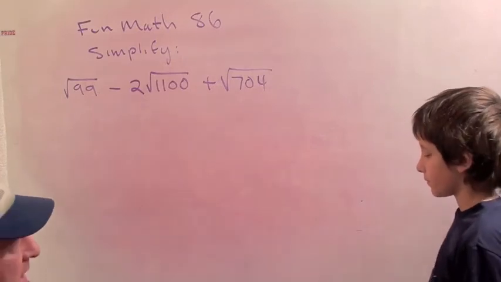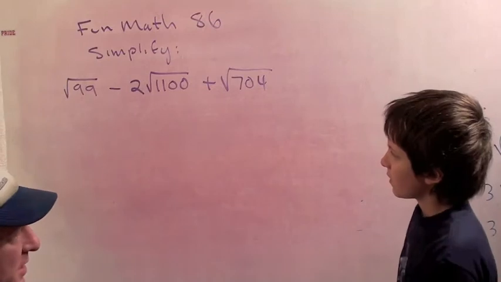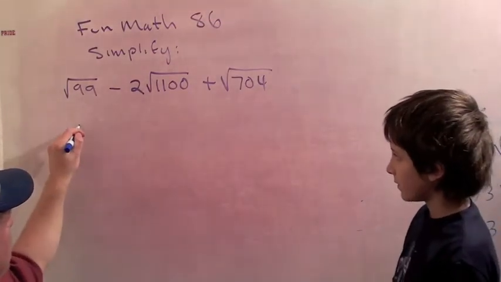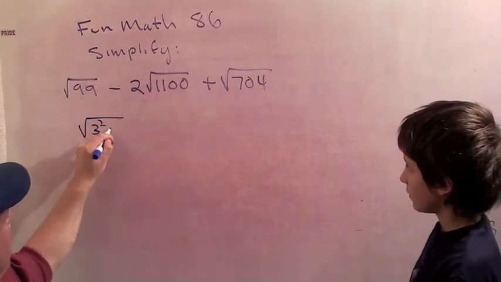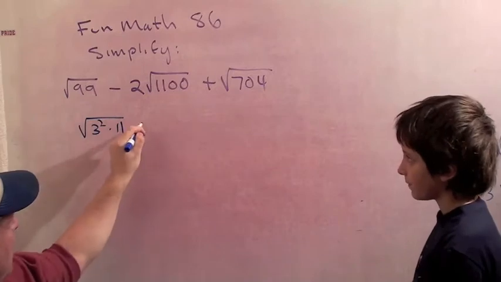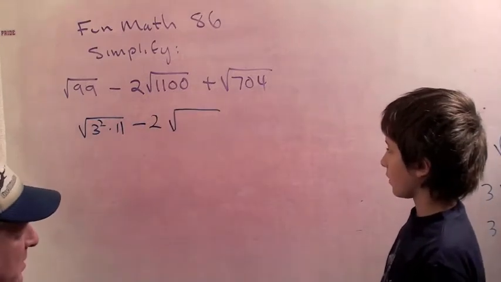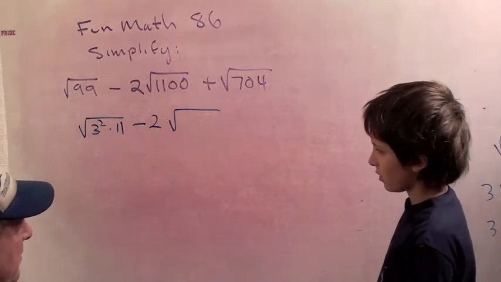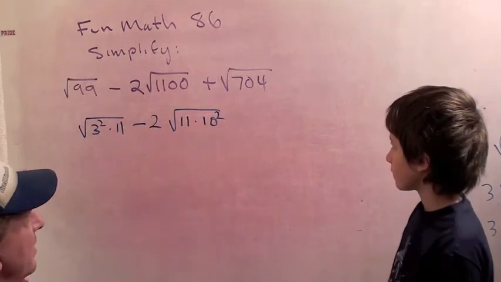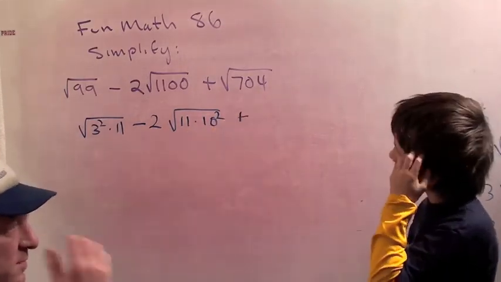Okay, off you go. How can you simplify the square root of 99? It's the square root of 3 squared times 11. We're going to be able to factor out that 3 squared. Minus 2 times the square root of 11 times 100, which is 11 times 10 squared. Okay, that's nice. Plus the square root of 704. Ooh, 704. Head scratcher.